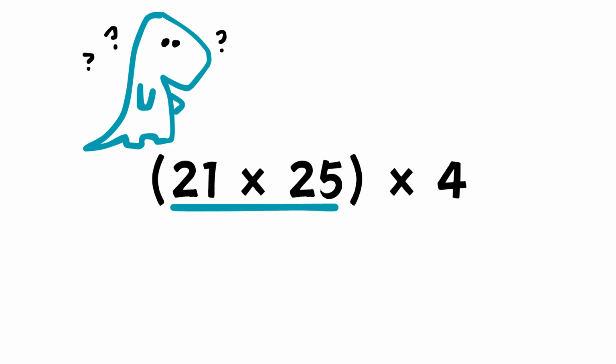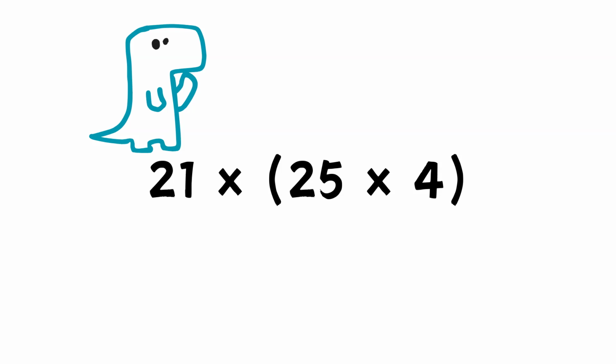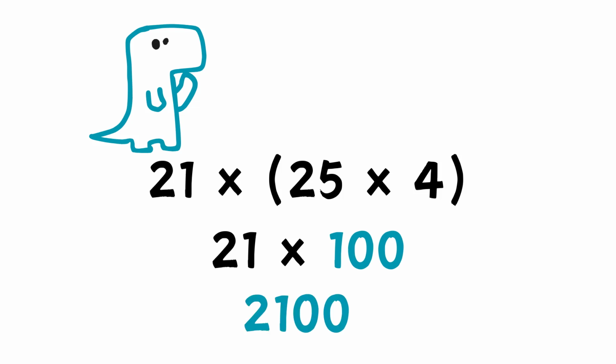Well, if we move the parentheses over, we get 21 times 25 times 4 in parentheses. And look at that. What is 25 times 4? It's 100. So now we have 21 times 100, which we can easily simplify to 2,100.